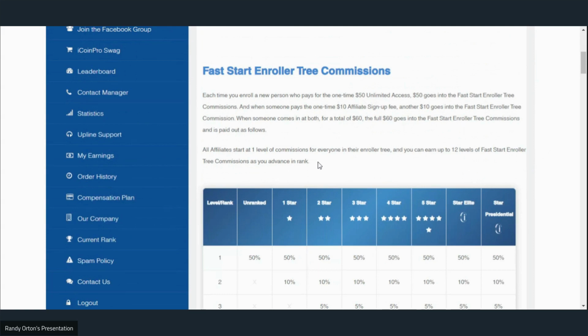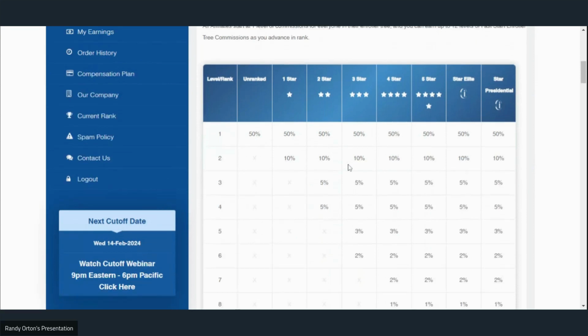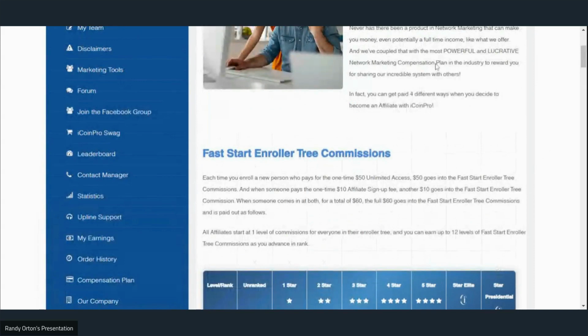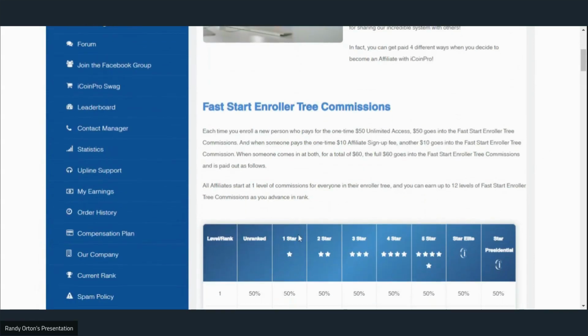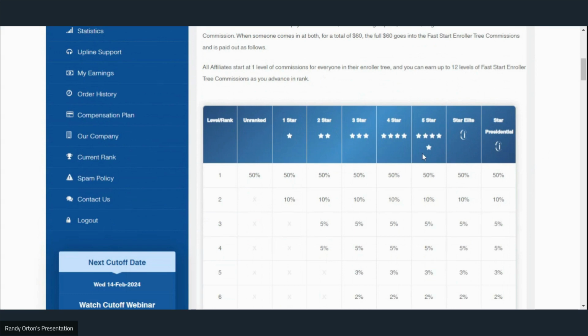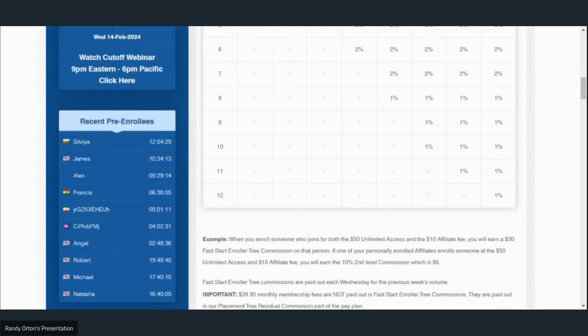All affiliates start at level 1. Commissions for everyone in the enroller tree, and then you can earn up to 12 levels of fast start enroller tree commissions as you advance in rank. So this is going to show you level 1. We all start here. You get 50% of that $60, basically $30 is going right to you as fast start commission. And you see level 2 is 10% fast start commission, and so on and so forth, all the way down to 12 levels.